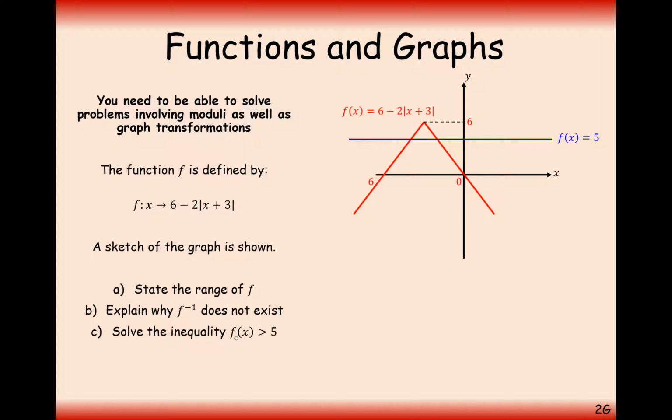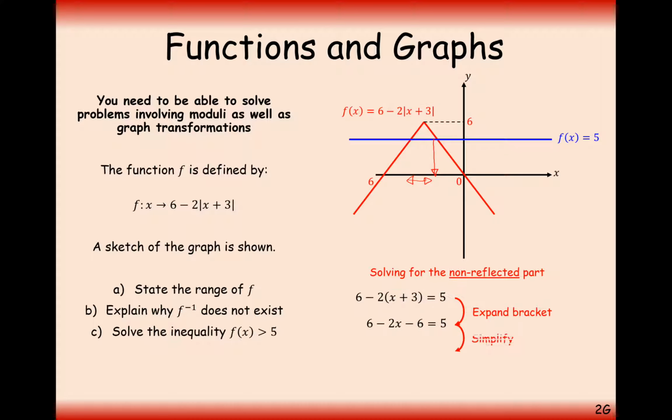Now we need to solve the inequality of f of x is greater than 5. And it looks like it's just for a very small part of the graph in between here and here. So what would be a good idea to do is to solve the equations of this function here equals 5, and there are our two boundaries. Now for the non-reflected part of the graph, that's this part here, we're just going to replace the modulus brackets with a normal pair of brackets. And solve this equation. We get x equals minus 2.5. So that's this solution here.